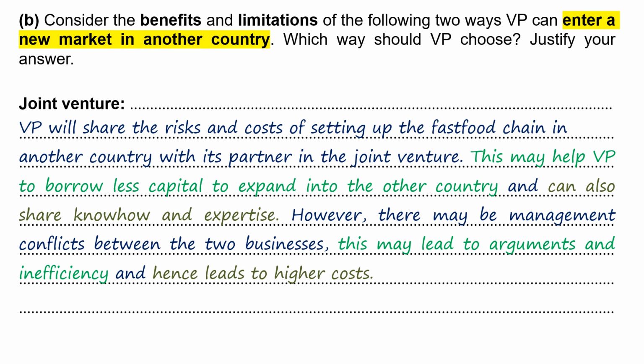Faire ressortir qui sa phrase coulevée là, c'est première analysis. Comment vous avez écrit de l'examen? C'est première analysis, level 1 analysis qu'on utilisait tout à l'heure. This may help VP to borrow less capital to expand into the other country. Là, vous avez continué avec qui pour arriver. And can also share know-how and expertise. D'accord? Ça, c'est the form analysis. Et pour des avantages aussi, je vous ai écrit pareil.